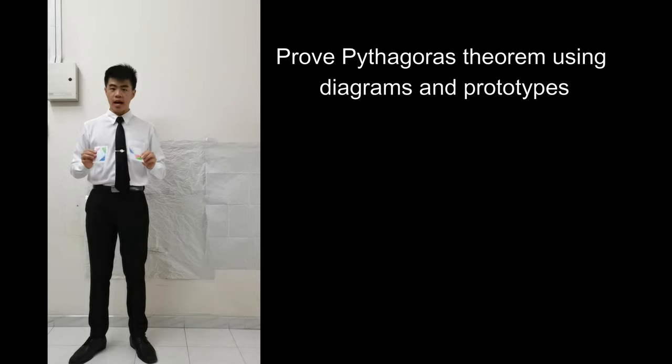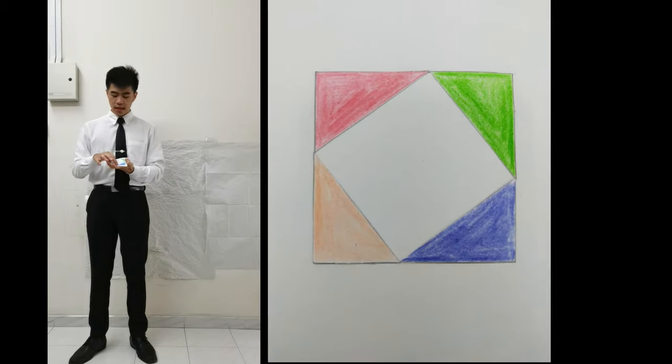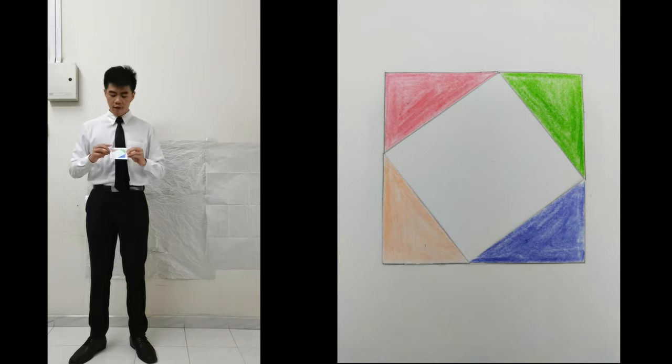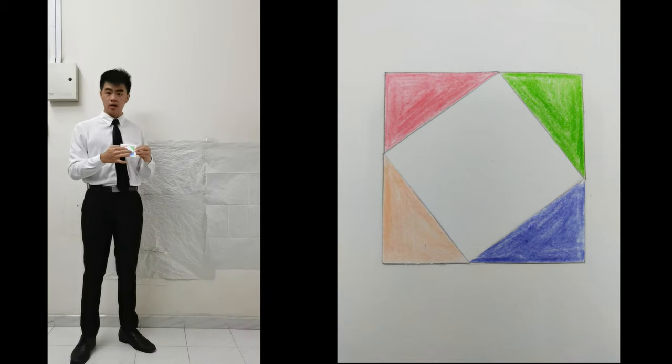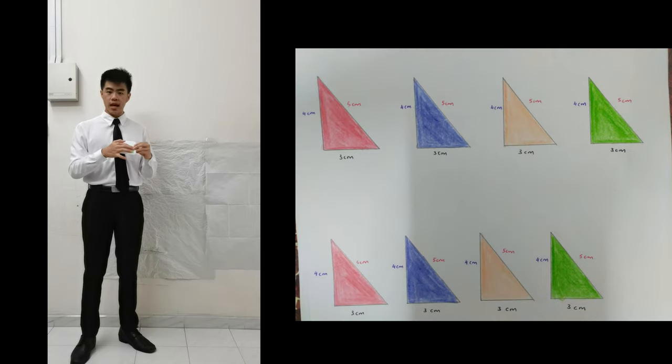To prove Pythagoras theorem, I've made two prototypes, which is the first prototype. I connect the edges together and eventually I'll find that there's a square at the center and the area of the square is c squared, which is c times c equals c squared. For the second prototype, I rearranged the triangles again. Yes, I made triangles with the sides of 3cm, 4cm, and eventually I find the hypotenuse is 5cm.